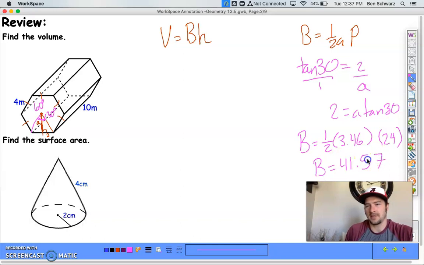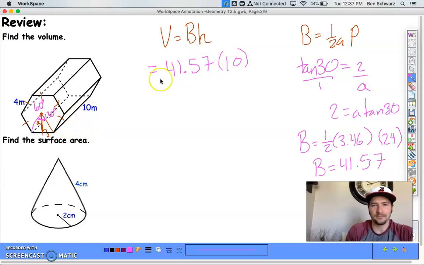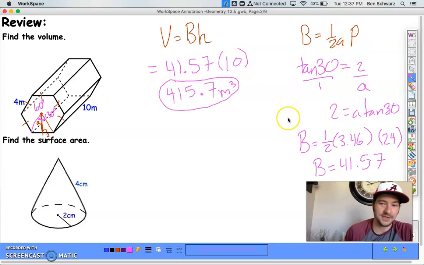All right, and now it's just easy because now we got the area of the base. So we just take our 41.57 times 10, which is the height of the prism, and just move the decimal place over for 415.7 meters cubed. So again, it's a little trickier because there are more steps. You are going to have to use sine, cosine, tangent sometimes, or in this case, you could have done the 30, 60, 90. So that's that one.